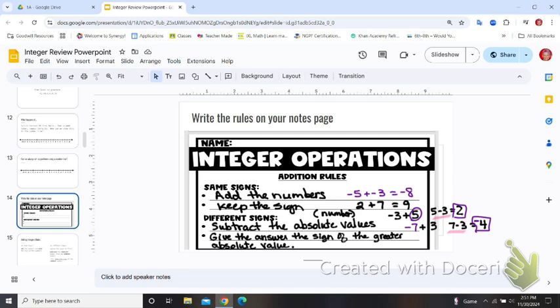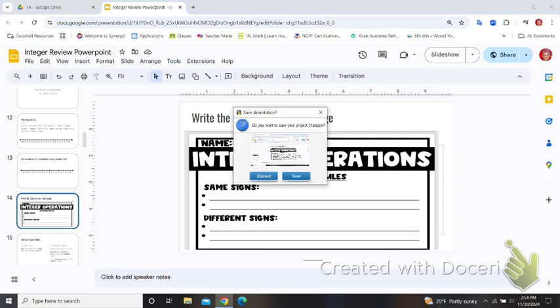So same signs add, opposite or different signs subtract, and then give the answer the sign of the bigger number. So bigger number wins in adding. Okay. All right, so we're going to go through and do some more examples, but those are just a few things you can have on your notes.